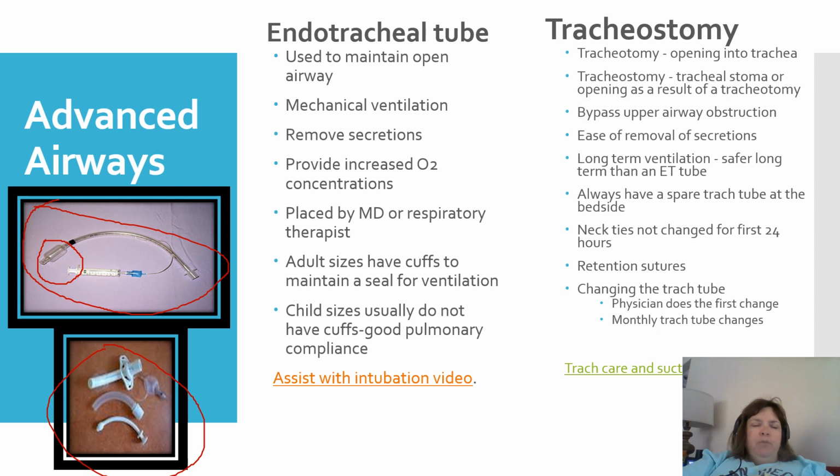They will oftentimes put retention sutures in, and the retention sutures are to make sure that the neck muscle stays open. There's different types. There's fenestrated, there's cuffless, there's some that don't have intercannulas. The one pictured here has an intercannula, and we'll talk about this in class, and I'll show you some. And you want to change the trach tube. They change it periodically, but the physician does the first change, and after that, then it's a monthly trach tube change.